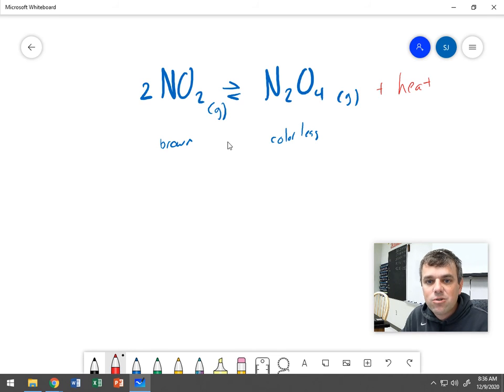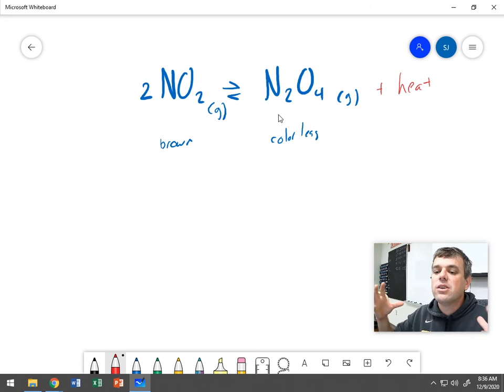Now, we could also shift this equilibrium. For instance, if we increase the pressure on this container, well, there's two gas molecules on the left and only one on the right. So this reaction would proceed from reactants to products. We would make more N2O4 and less nitrogen dioxide to try to bring the pressure back down.